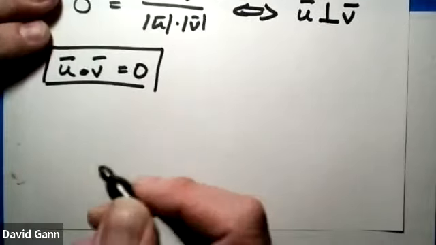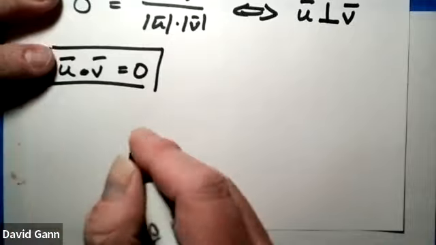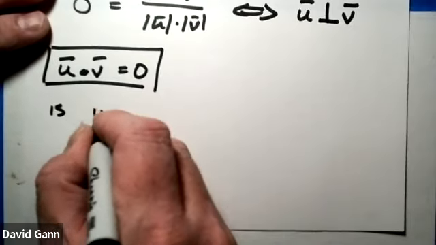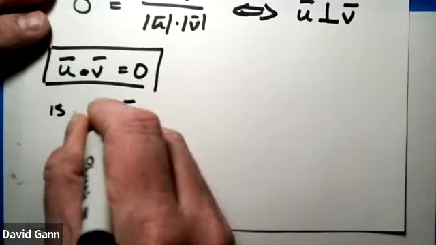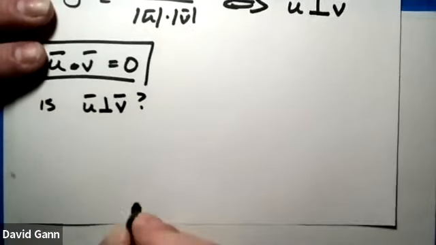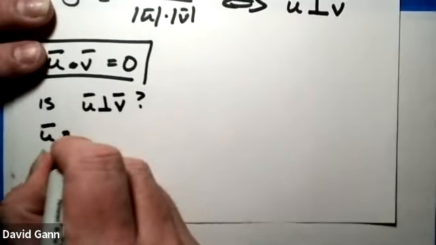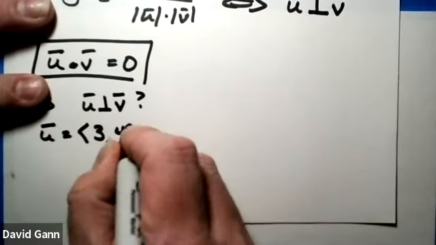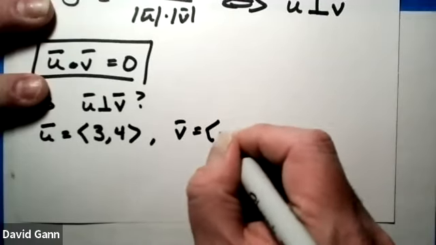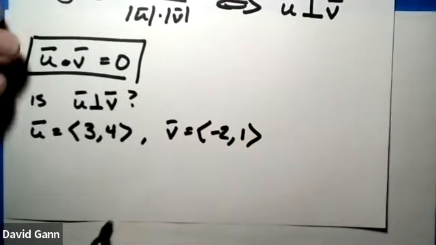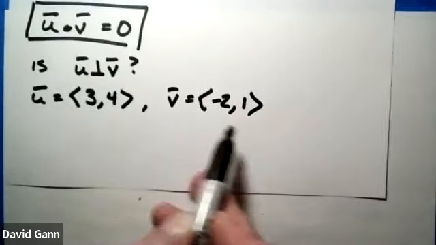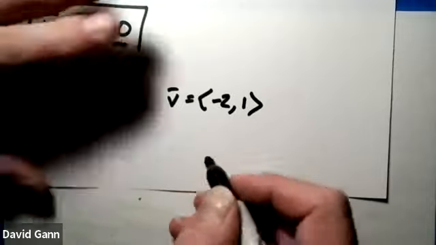So let's just check real quick. Here's an example of one that we could use. So is U orthogonal to V? That's kind of the shorthand for this. And let's say U equal to <3, 4>, and V equal to <-2, 1>. Now, let's just draw these real quickly just to see if it's, I mean, it might be that it's not even possible, but let's just see what these look like.